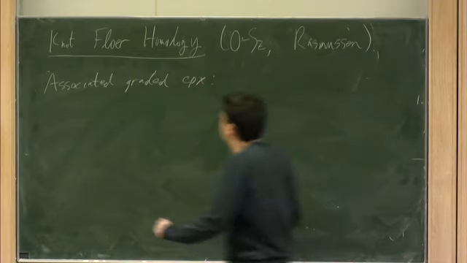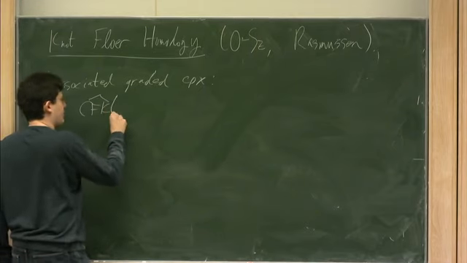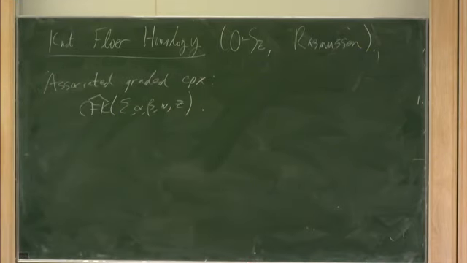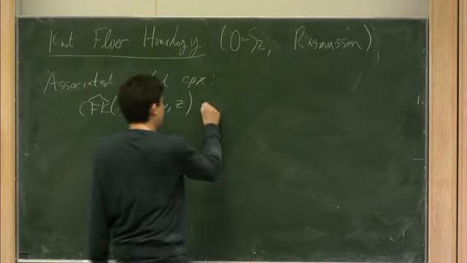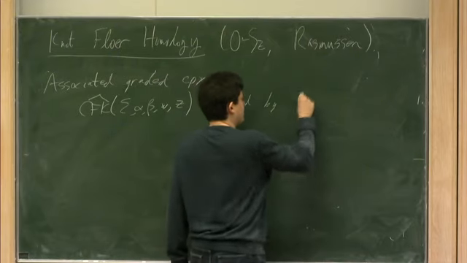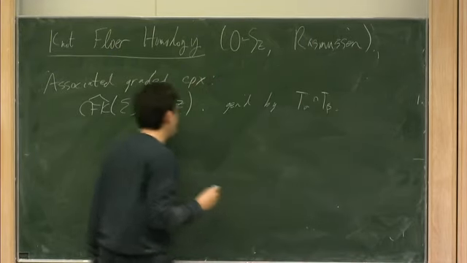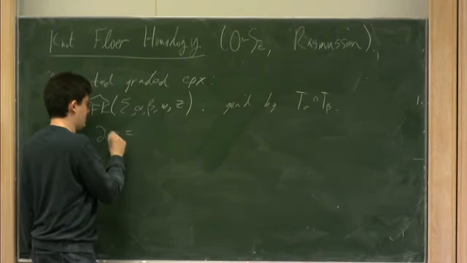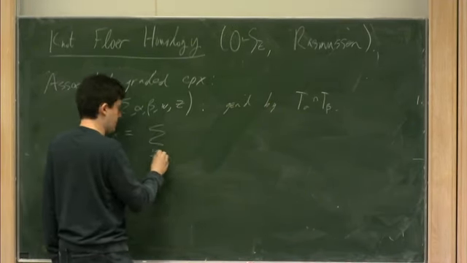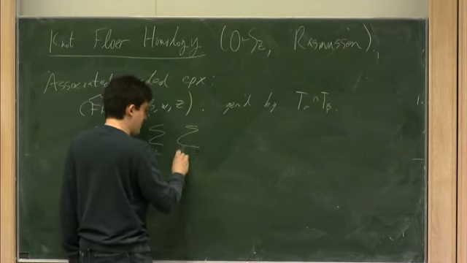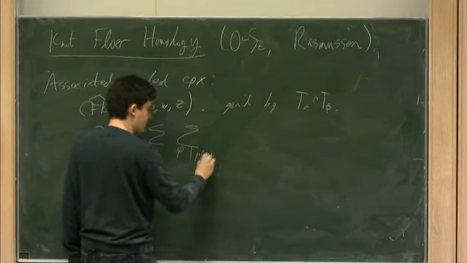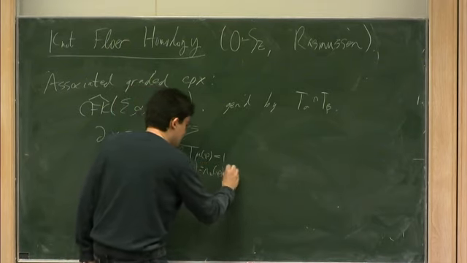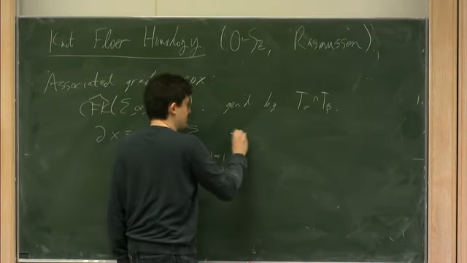Okay, so CFK hat of sigma alpha beta W Z is going to be, again, generated by the points in T alpha intersect T beta, and we're going to say that the differential is going to be equal to the sum, again, summing over all y, summing over phi, where mu of phi is equal to 1, and now we're going to require that nw of phi and nz of phi are both equal to 0. Okay, and then same deal.